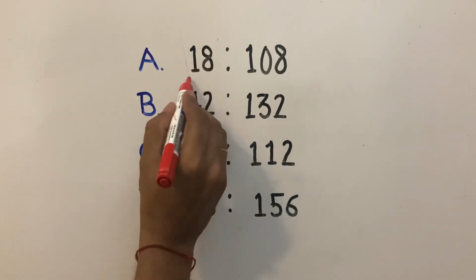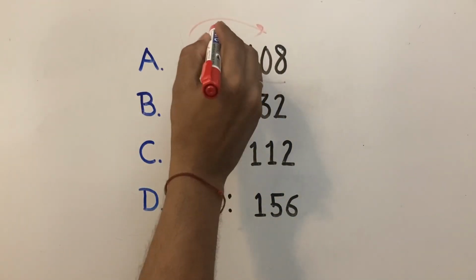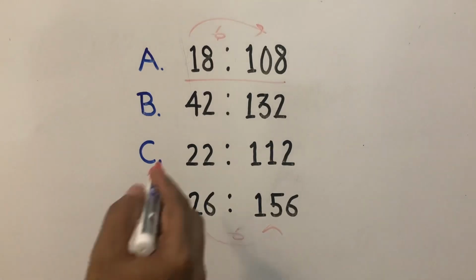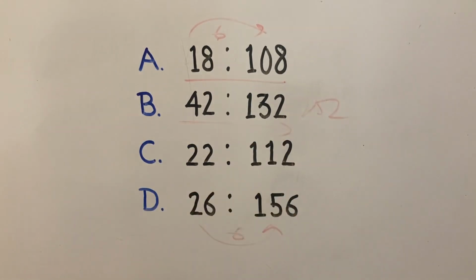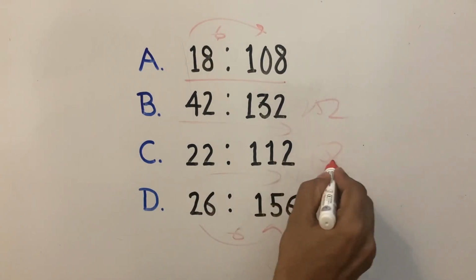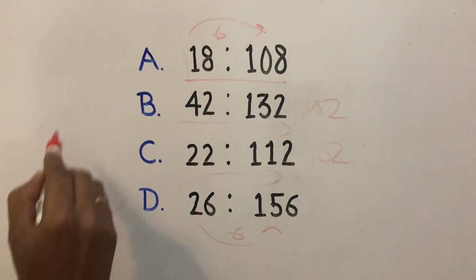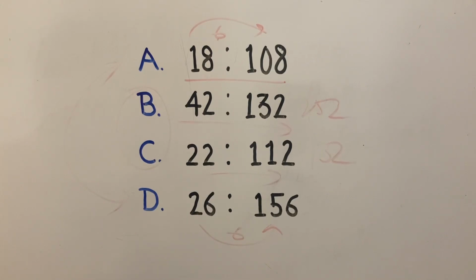From the first pair, we can see 18 times 6 is 108 and 26 times 6 is 156. However, 42 times 6 is 252 and 22 times 6 is 132. So this 6 times relation is satisfied by A and D. However, we are left with two options, B and C, which are not satisfying this pattern. So, we must try another pattern.